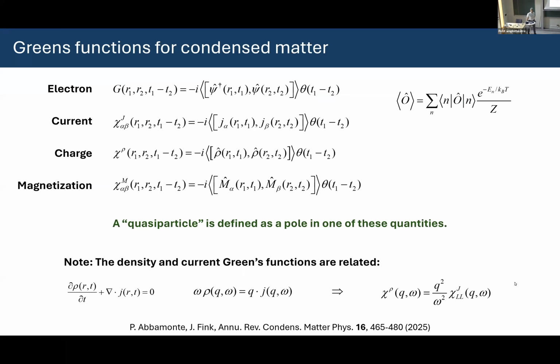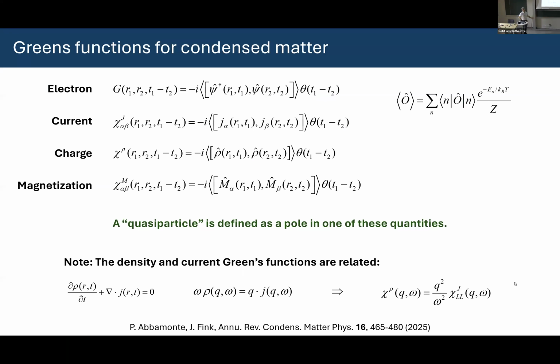Okay, so let's just start from the beginning. Let's suppose you have a solid and you want to understand it. It's an incredibly complicated many-body problem. So what do you do? If you go back in time and open Nozières and Pines or some books from antiquity, they tell you that there's a set of essential Green's functions that you want to measure.